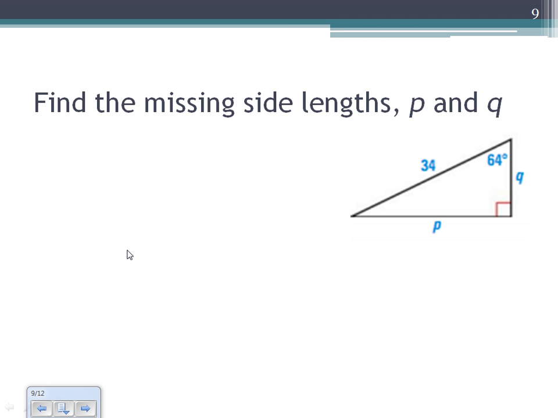Hey guys, that's a Q, not a 9. A Q, not a 9. Alright. Q.